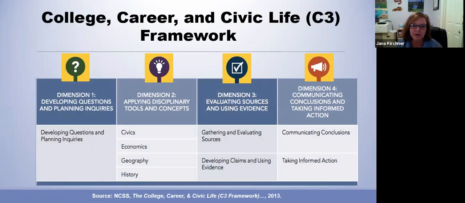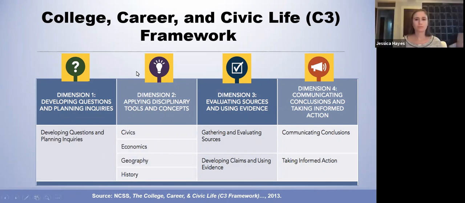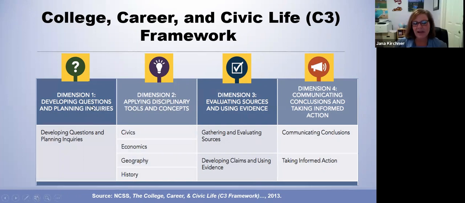And hopefully this is a review for a lot of you, but this has been around since 2013. And this is the framework for standards work in social studies across the country. So if you notice, it has 4 dimensions. You start with dimension 1, having students develop questions and plan inquiries. Then you explore, you investigate, I like the word investigate a lot, through the content lenses of civics, economics, geography, and history. And then, like you said in your responses, we want students gathering and evaluating sources, developing claims, and using evidence. And then we want them to communicate conclusions that answer those questions.